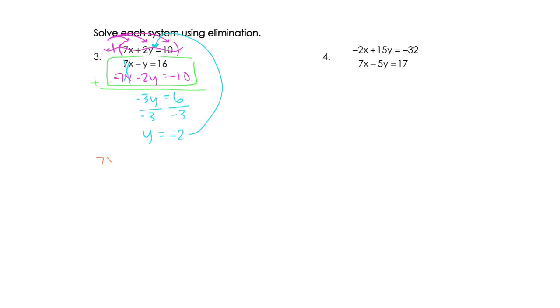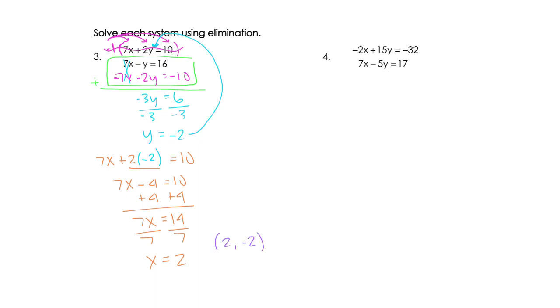So then I would have 7x plus 2 times -2, because that's what y is. We're plugging that in now, equals 10. So then if I start solving, I would multiply 2 times -2. So 7x minus 4 equals 10. Add 4 to both sides, and we have 7x equals 14. Divide both sides by 7, and x would be 2. So then my final answer here would be (2, -2).